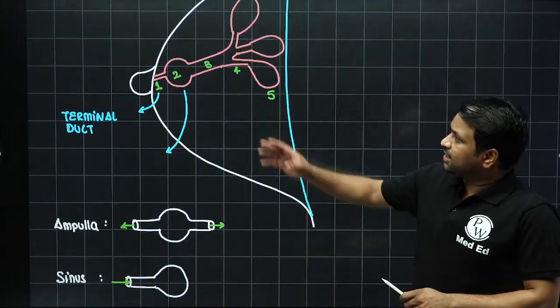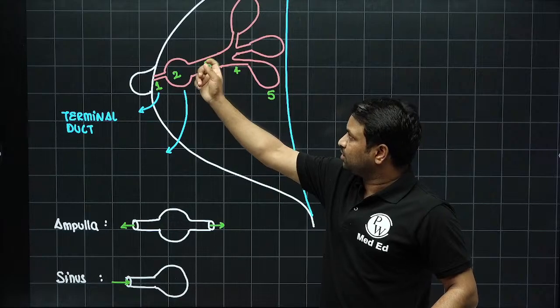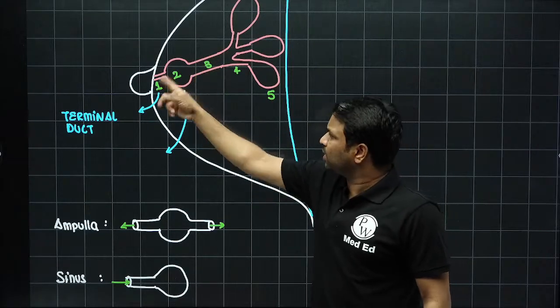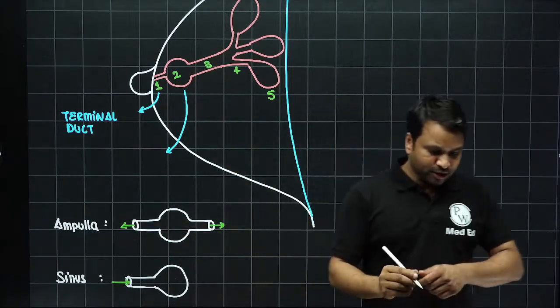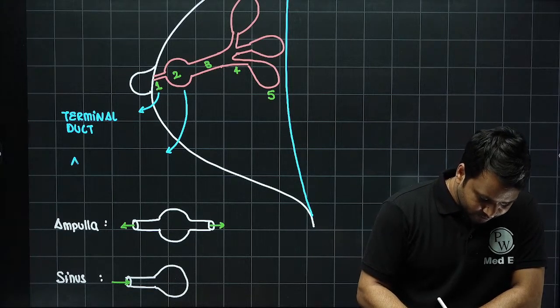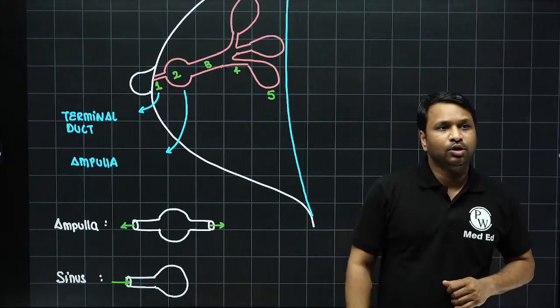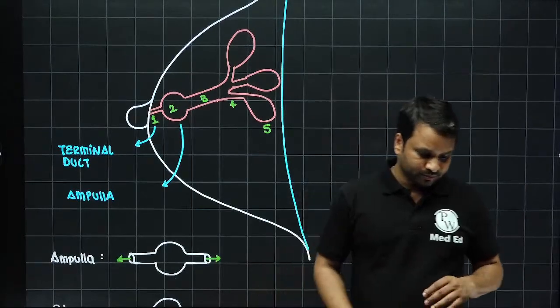So when you come to this diagram, you can see the terminal duct is one communication, and structure number 3 is the other communication. So it is a two-ended communication, and with a two-ended communication, this would be called the ampulla. This is what we call the ampulla of the glandular component, right?